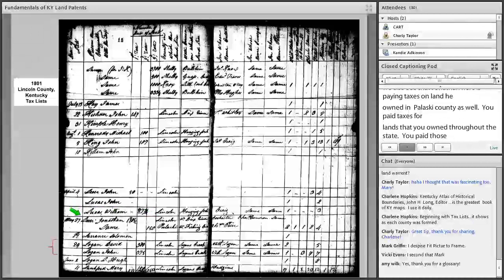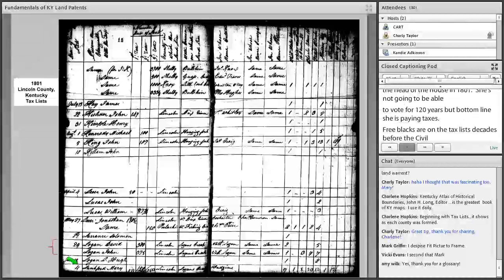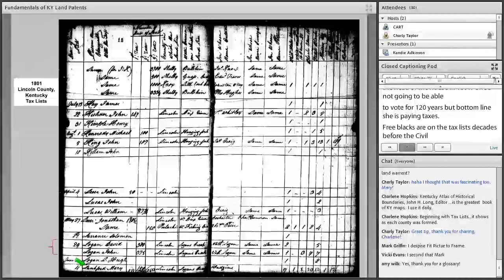We also know that women pay taxes. Mary Lankford is paying taxes on property. Apparently, she's the head of the house in 1801. She's not going to be able to vote for 120 years, but the bottom line is she is paying taxes. Free blacks are on the tax lists decades before the Civil War. The tax list columns are even better than a decennial census. You can follow these people through every year.